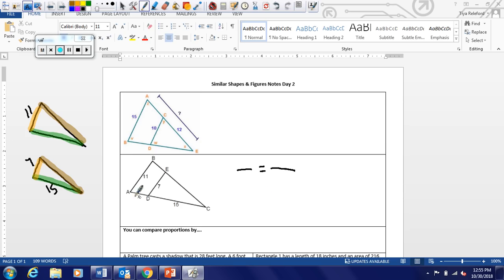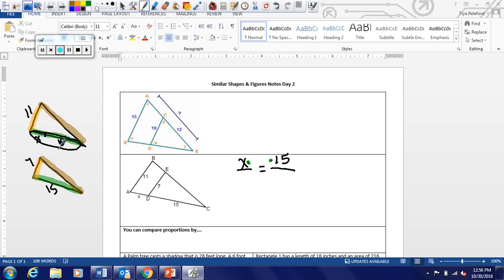Remind yourself, you're looking for x, and x isn't the whole side, x is just to here. 15 is the whole thing, but we're going to find this whole side first. So we're looking for x. It's green. What side corresponds with x? 15. So I have green and green. I like that.